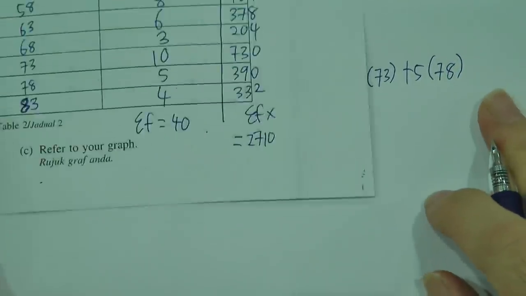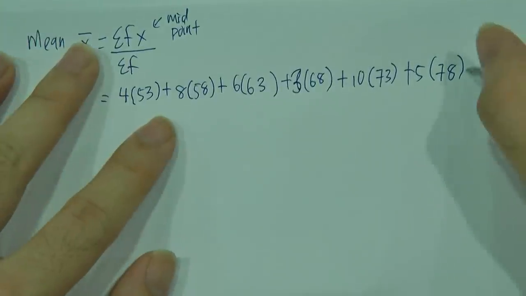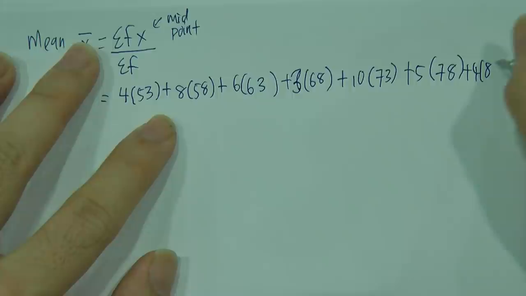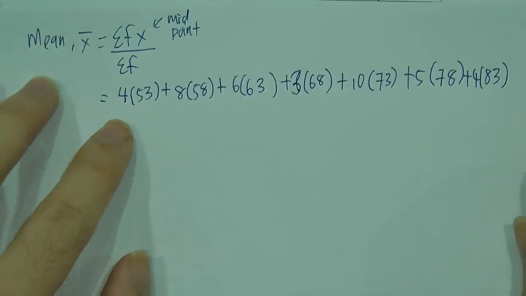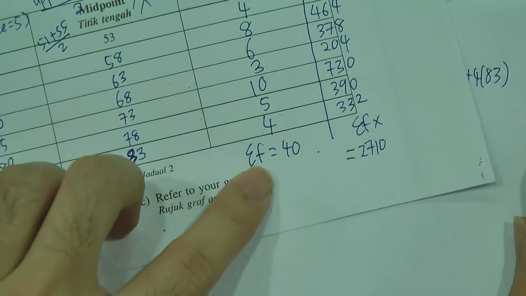Because over here, you couldn't see on screen. So the last one will be 4 multiply 83 plus 4 multiply 83. Alright, we've done this one, sum of fx. Just now we found sum of f is 40. All the frequencies summed together will be 40.